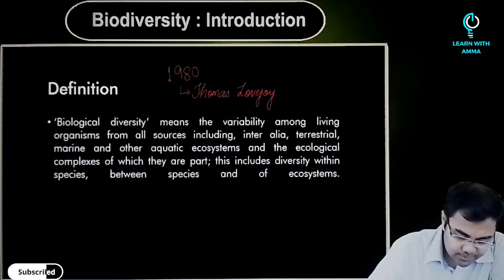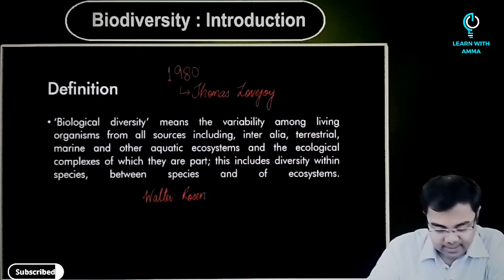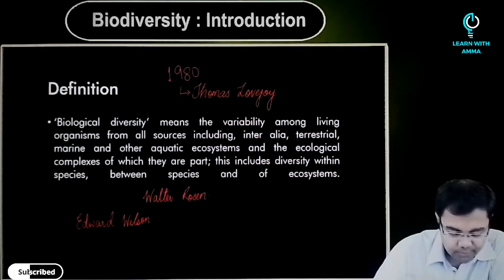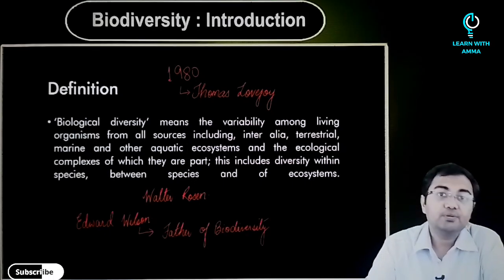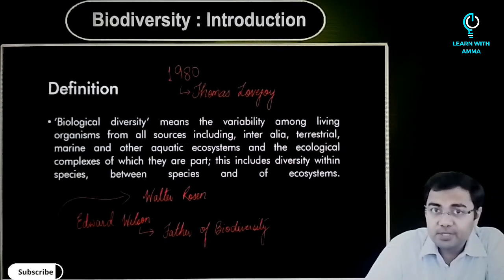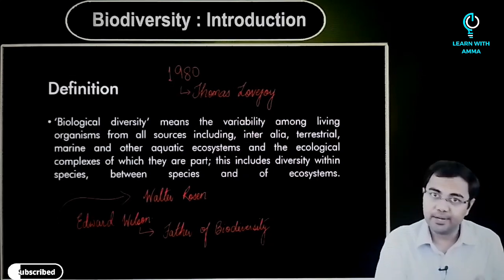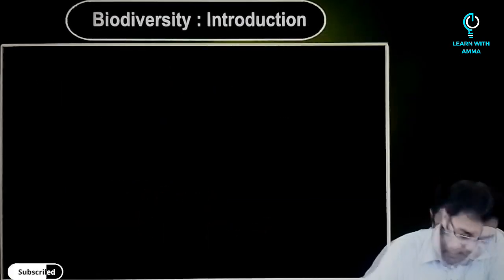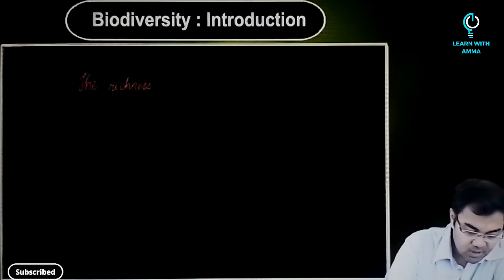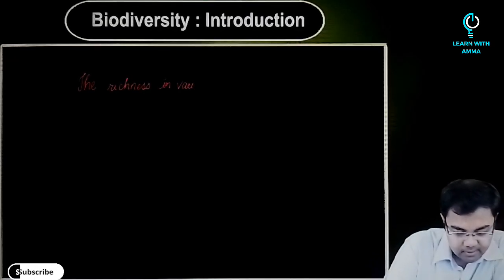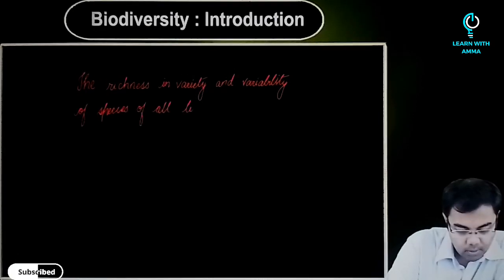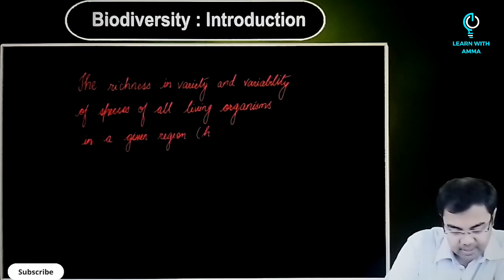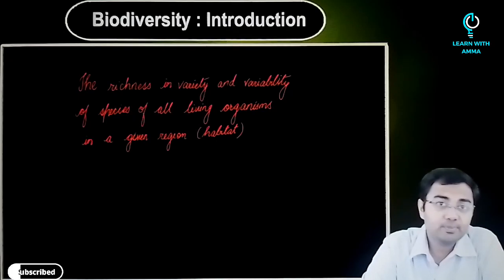First up, there was Walter Rosen, and Edward Wilson, another scientist. This name, Edward Wilson, is very important for you from the point of view of biodiversity. Many people consider him to be the father of biodiversity. Walter Rosen is the person who introduced, or rather defined, the term biodiversity. His definition was something like this: the richness in variety and variability of species of all living organisms in a given region. And by region, he basically meant habitat.